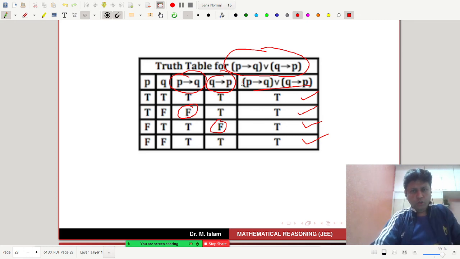So please note down this one and how to do it. You just break the compound statement into several parts and do the table. It will be very easy. You can explain the tautology with the truth table. It will be very easy to explain rather than using the different rules or laws.